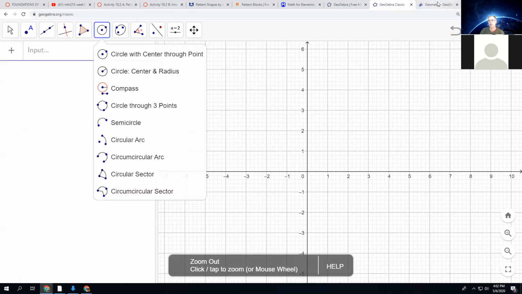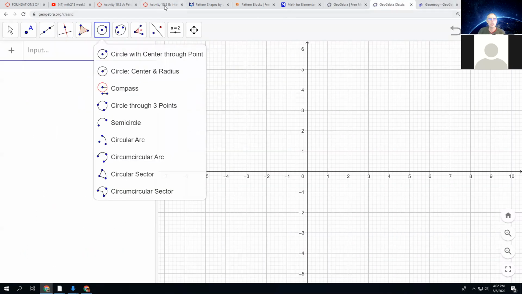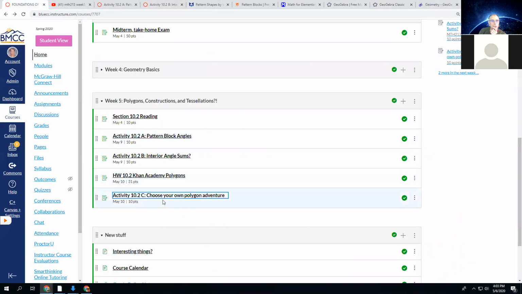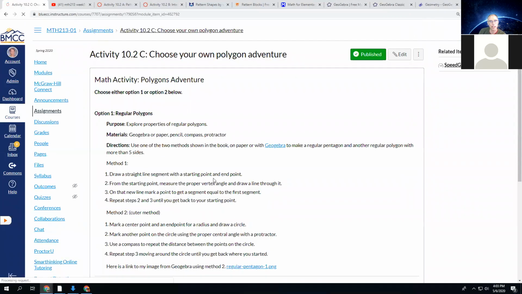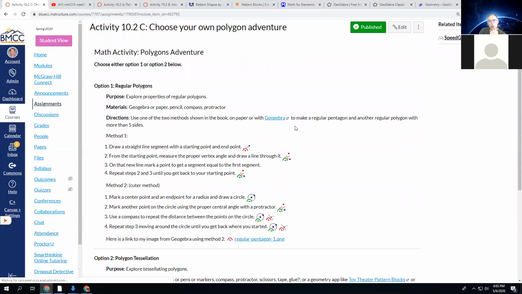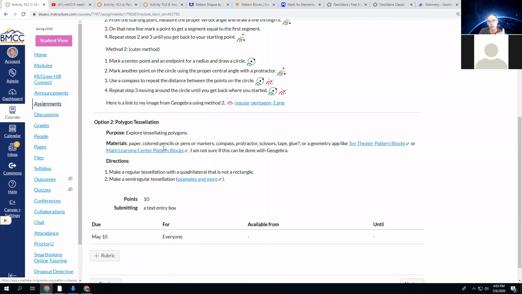So anyway, lately I've liked the geometry view. Last year I liked the classic view. All right, let's take a look at the next activity, and then I better shut up. So choose your own adventure. Either you're going to make a regular pentagon and another, like a hexagon maybe, with GeoGebra or on paper, or you're going to make me a cool pattern with a tessellation.